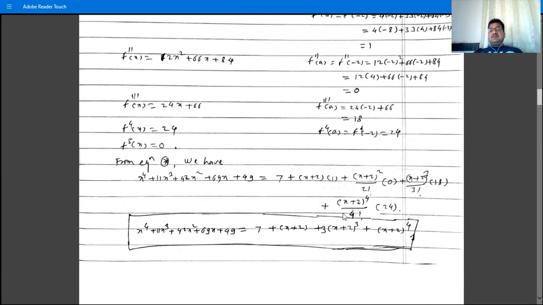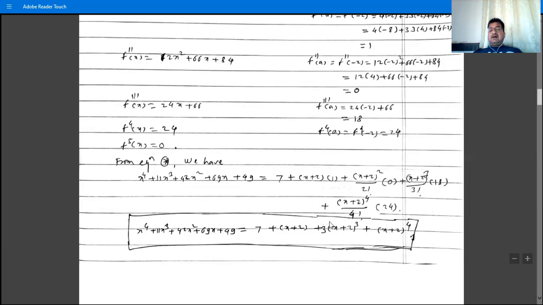Then the simplification is what? 7 plus x plus 2, this term is 0. 3 factorial means 3 into 2 into 1, which is 6. 18 by 6 is 3, so 3 times x plus 2 cube. And 4 factorial means 24, and 24 by 24 becomes 1. So x plus 2 raised to 4. So this is the expansion of this function in ascending powers of x plus 2.